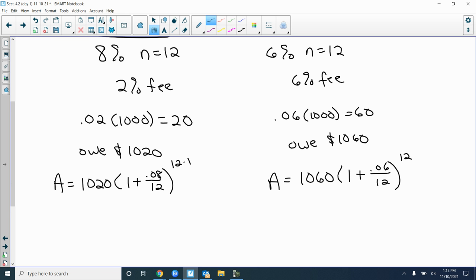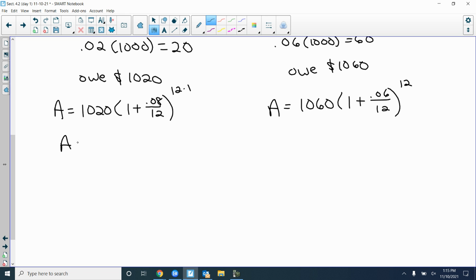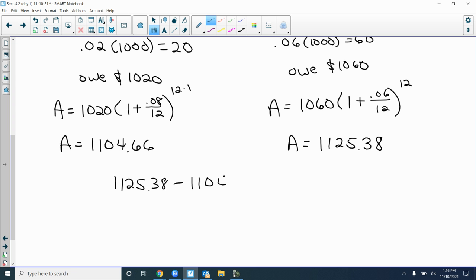Who's got that? Carter, what do we end up with for A over here? $1,104.66. What was the cents? 66. And what do we end up with for over here? $1,125.38. All right, so in this case, we want the lower amount because it's money we owe. So we want the 1104. We want Bank A. And if you take 1125.38 minus 1104.66, that is where we get the $20.72. Okay.